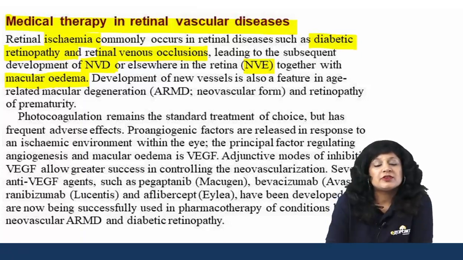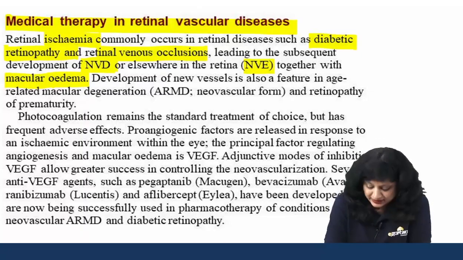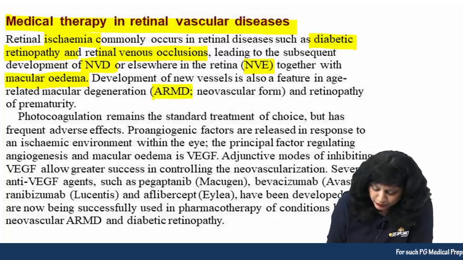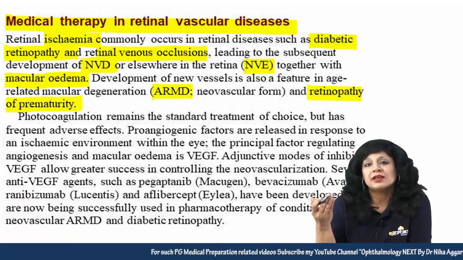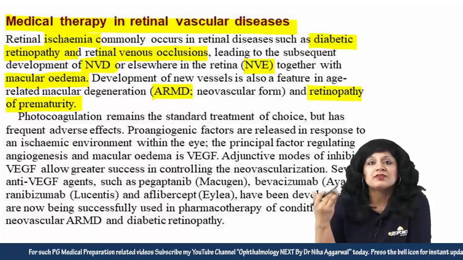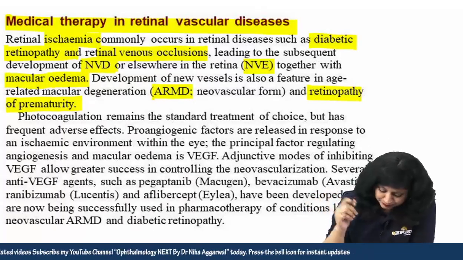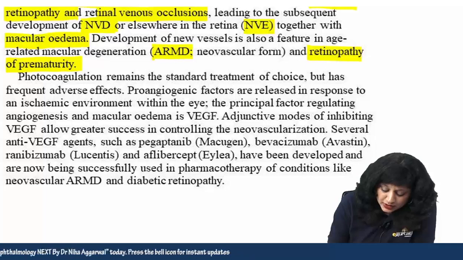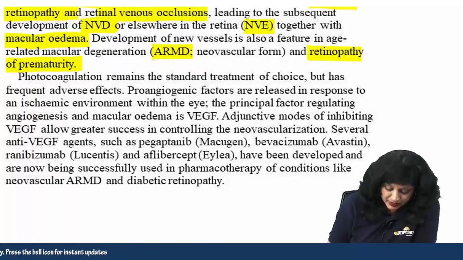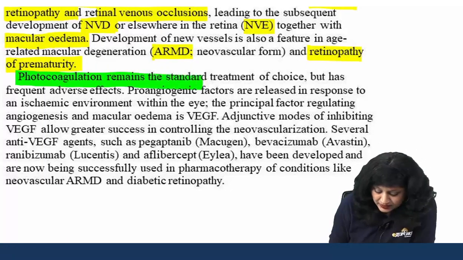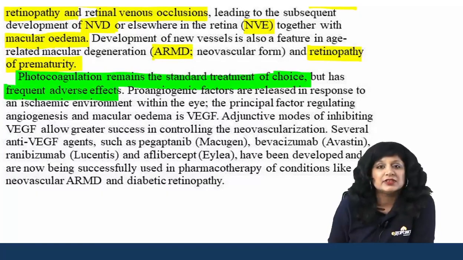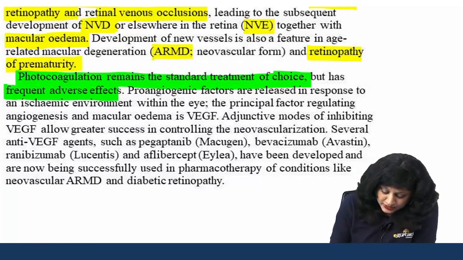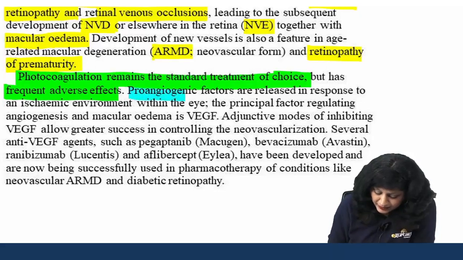Then development of new vessels is also found in ARMD. The wet ARMD is also there, or we have retinopathy of prematurity. So all these diseases are having something in common, that is neovascularization or fibrovascular proliferation. So what is the standard treatment? Photocoagulation remains the standard treatment of choice but has frequent adverse effects. So we have certain what you call the pro-angiogenic factors.